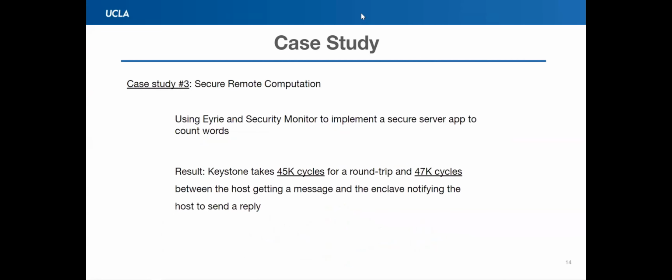The third case study is to implement a secure server application to count words by using E-Ray and Security Monitor. Keystone takes 45,000 cycles for a round trip with an empty message, secure channel, and the message passing overheads. Also, it takes 2,000 more cycles if there is a new message.